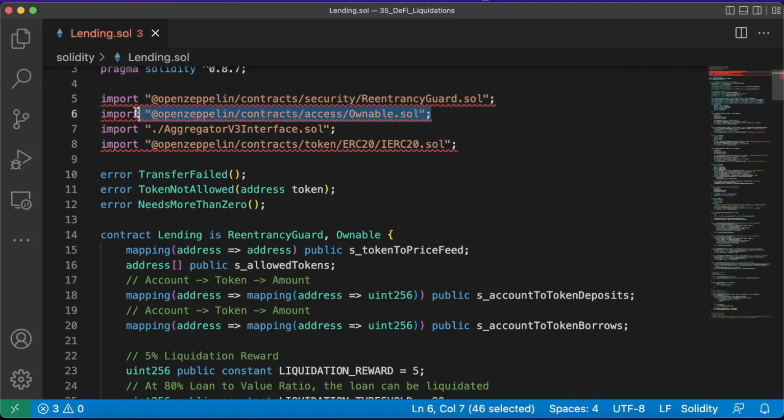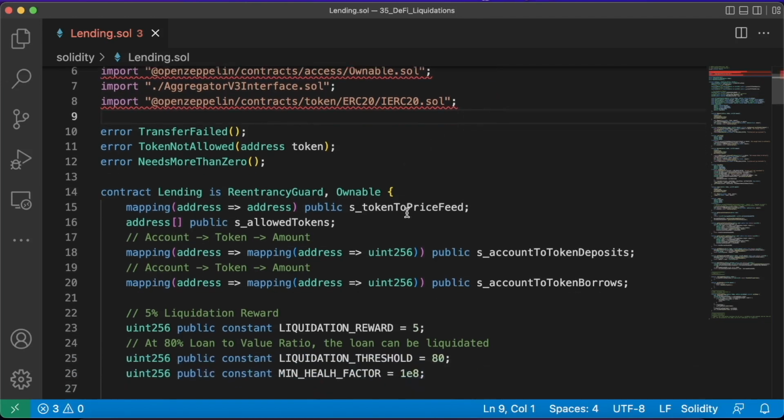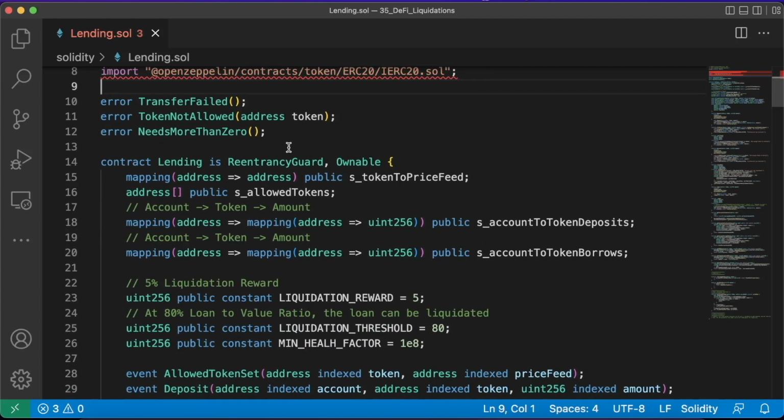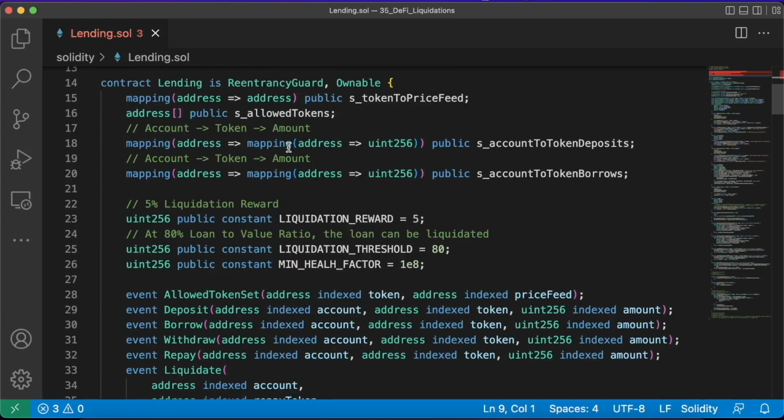This is ownable because this contract is supposed to have some functions that are controlled by the platform, like whitelisting what tokens are allowed to become collateral in this lending platform. Then our interface that we just mentioned, and our interface to communicate with the ERC20 tokens that are going to be working with the platform. We have certain errors here, which are very similar to events. As we have it here, the contract is ownable because we are supposed to have certain functions that are only triggered by the owner of the platform.